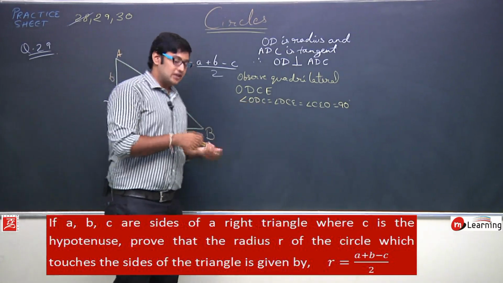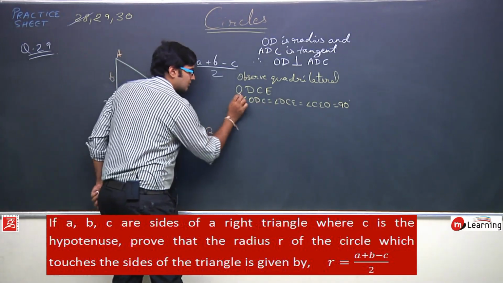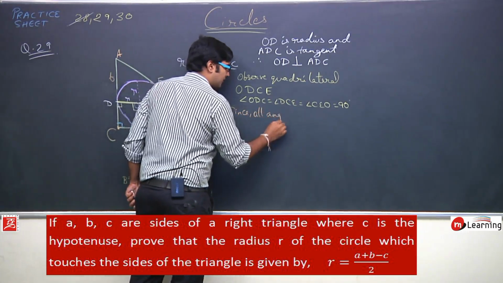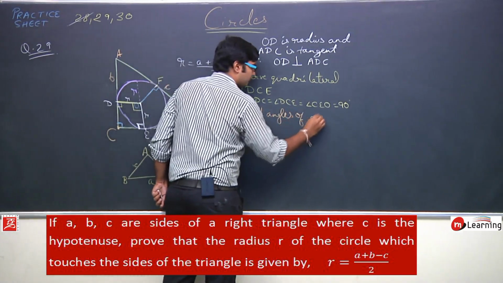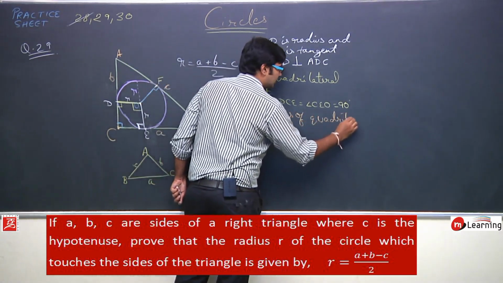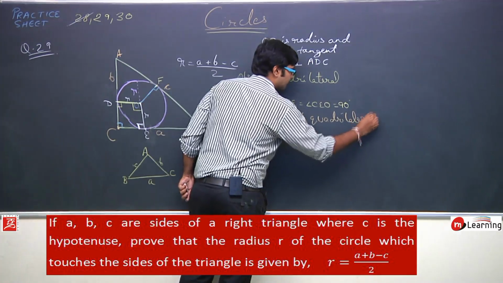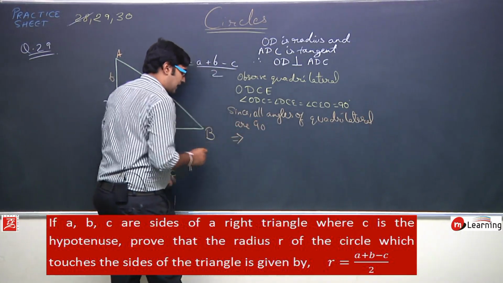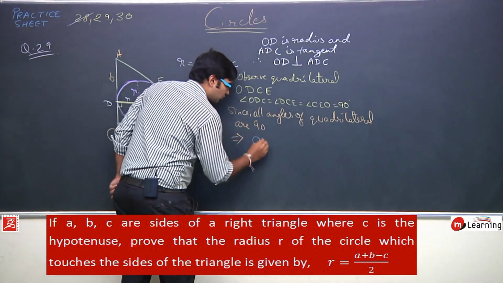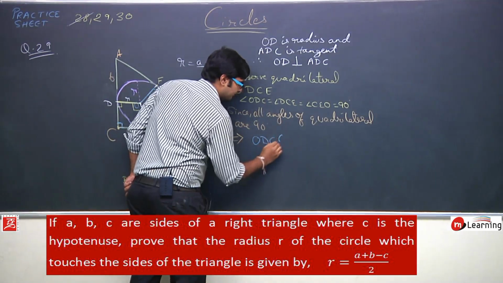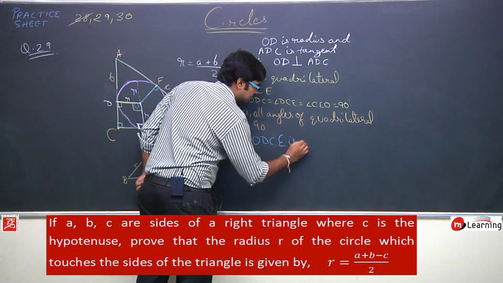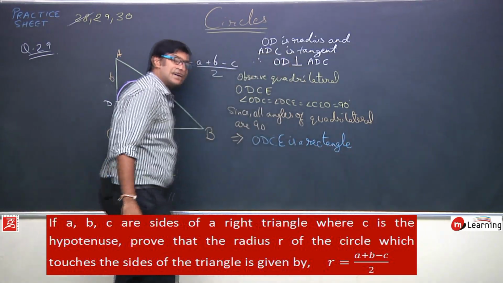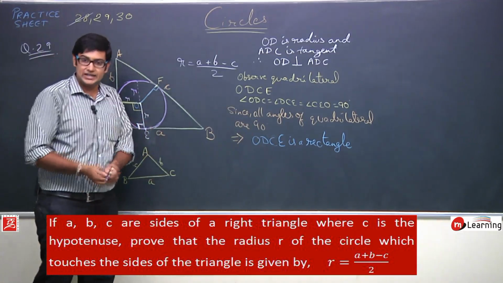So what does this mean? This implies, since all angles of the quadrilateral are 90 degrees, ODCE is a rectangle. ODCE क्या है? ODCE एक रेक्टेंगल है बिकॉज सारे एंगल्स 90 डिग्री हैं.